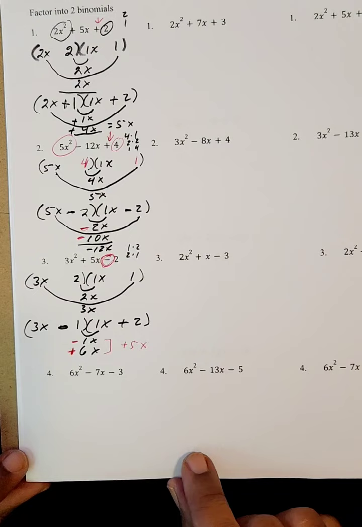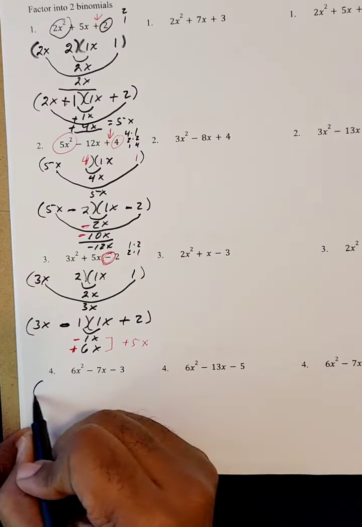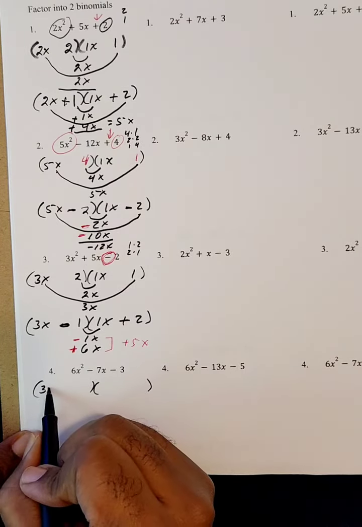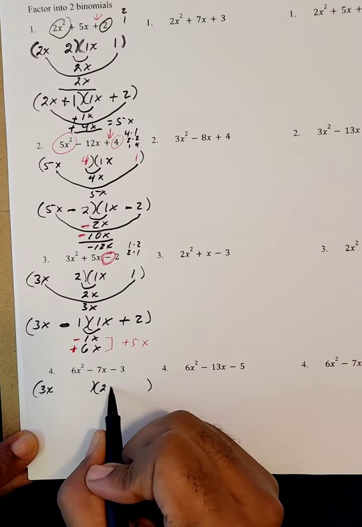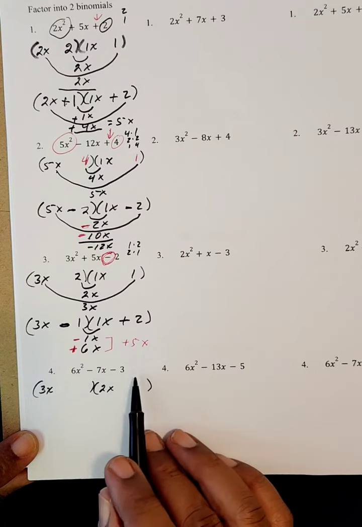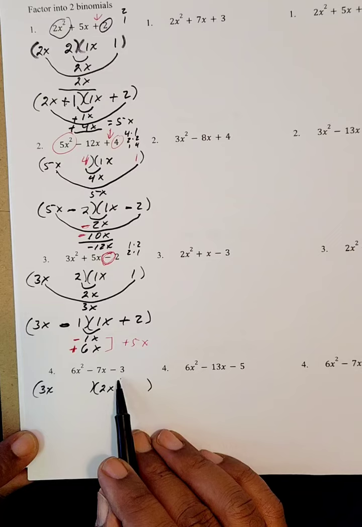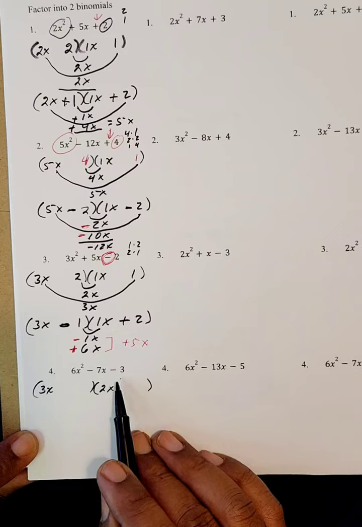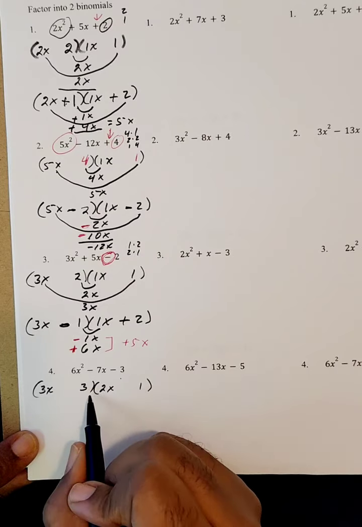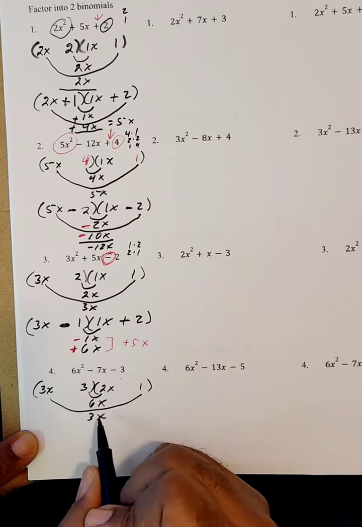Okay, next. 6x squared minus 7x minus 3. Let's see. The 6x squared, that used to be a 3x times a 2x. Now the 3, we have a couple choices. Either 1 times 3 or 3 times 1. Let's try 3 times 1. Let's see if that works. 3 times 1. That will give me 6x, and this will give me 3x.